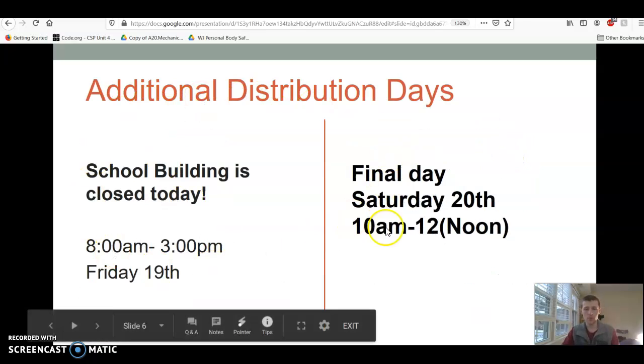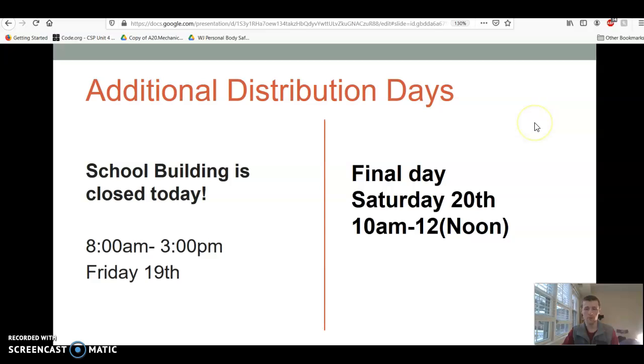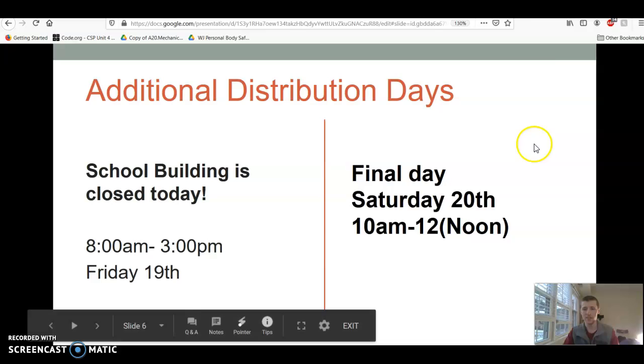Please don't forget, you will be needing physical supplies for our activities next week. You can pick those up Friday the 19th from 8 to 3, or if that doesn't work for you, you can come Saturday from 10 to noon. I personally will be at the school handing them out. You'll meet me in the middle of the bus loop, and I will be happy to give you everything you need. So consider showing up then if you can't come on Friday.